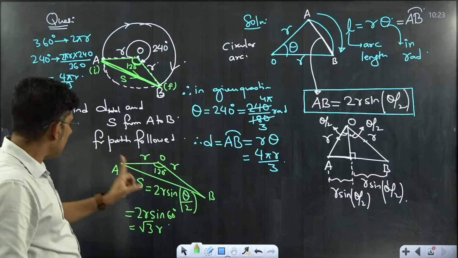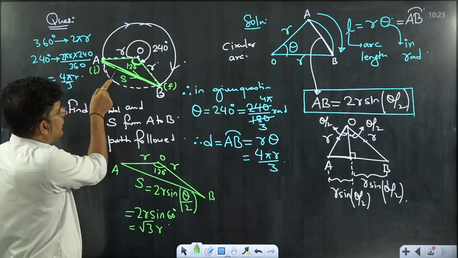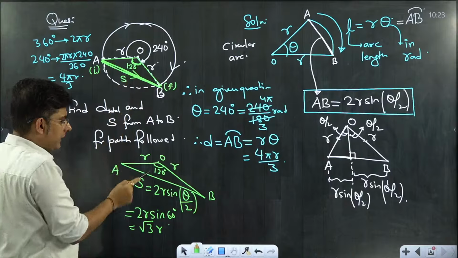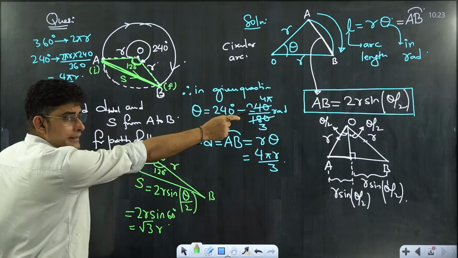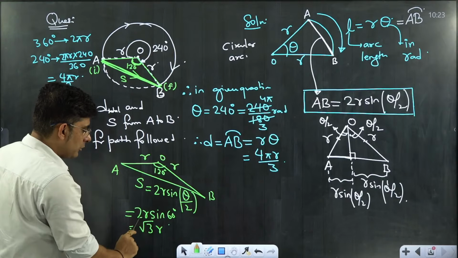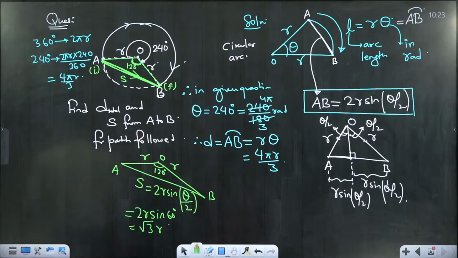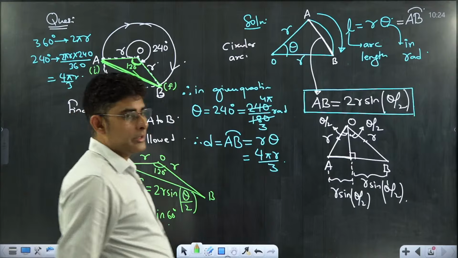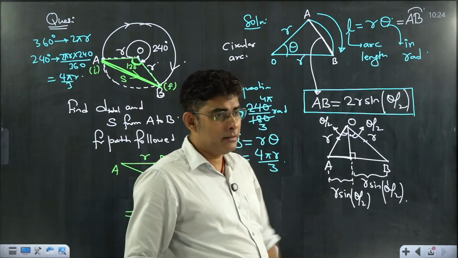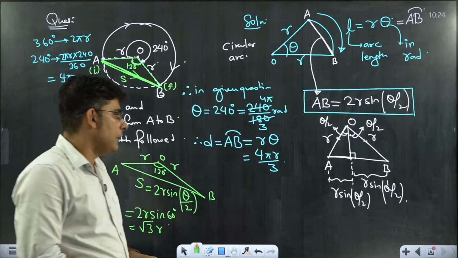This is done. Now for displacement, the angle is 120 because displacement is this part, shortest. So for this 120, when we have an isosceles triangle with sides r, the third side will become 2r sin theta by 2. So 2r sin 60, which is root 3 r. Okay. So now we move on to some other concepts. These I think are clear.